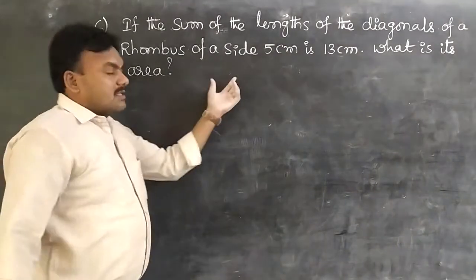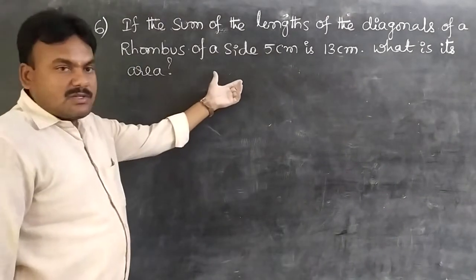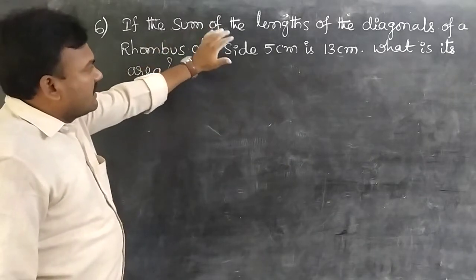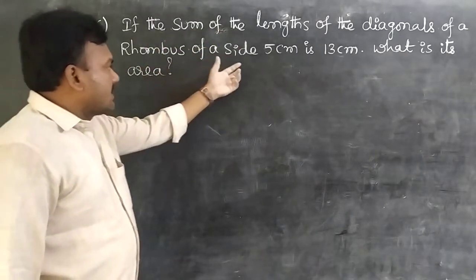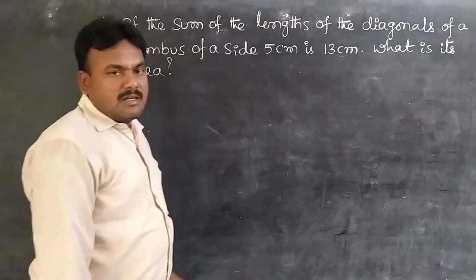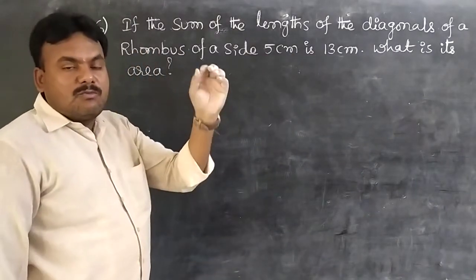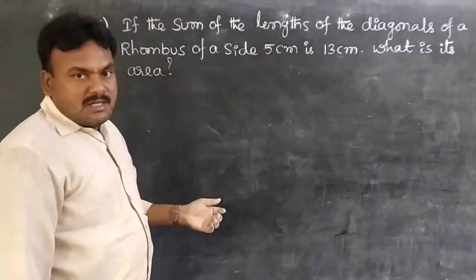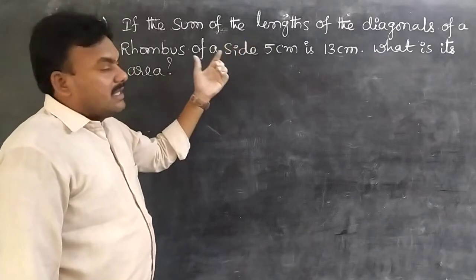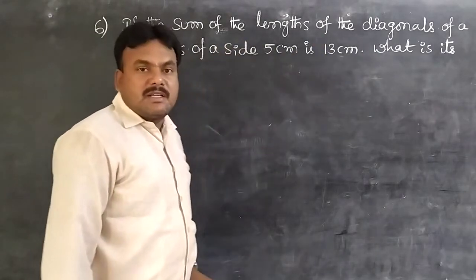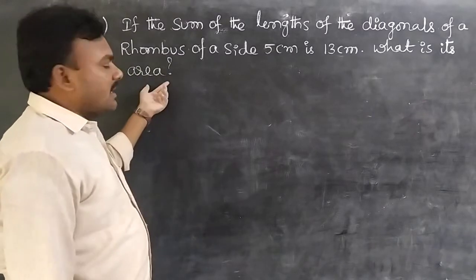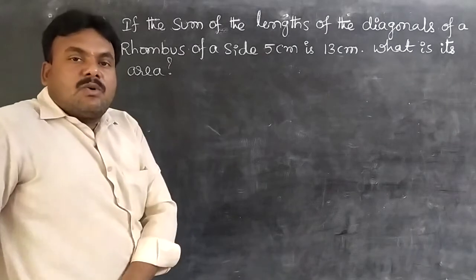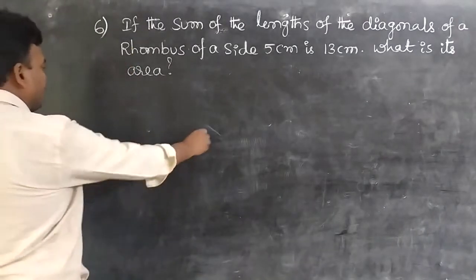Yes, this problem is also one with a different approach, students. What is given? First analyze the problem carefully. Right. If the sum of the lengths of the diagonals of a rhombus of side 5 centimeters is 13 centimeters, so observe carefully: side of a rhombus equals 5 centimeters and the sum of the diagonals, that is d1 plus d2, equals 13 centimeters. Okay, right. What is its area? By using the correlation formula, we can get the result, students. Observe the solution carefully.